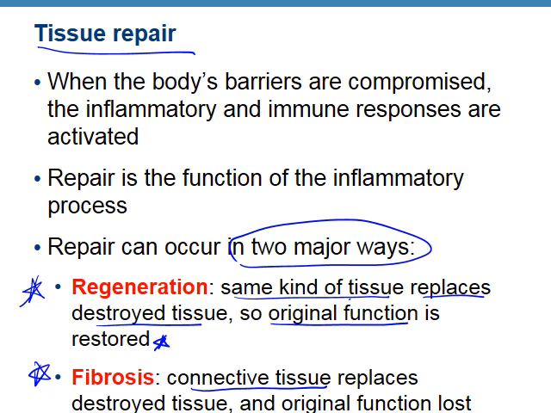So when connective tissue replaces the destroyed tissue, but the function is lost. Basically saying, I'd rather just knit this tissue back together so I don't have a gaping hole rather than have the tissue function as it normally did. So basically, that's where we have scar tissue.